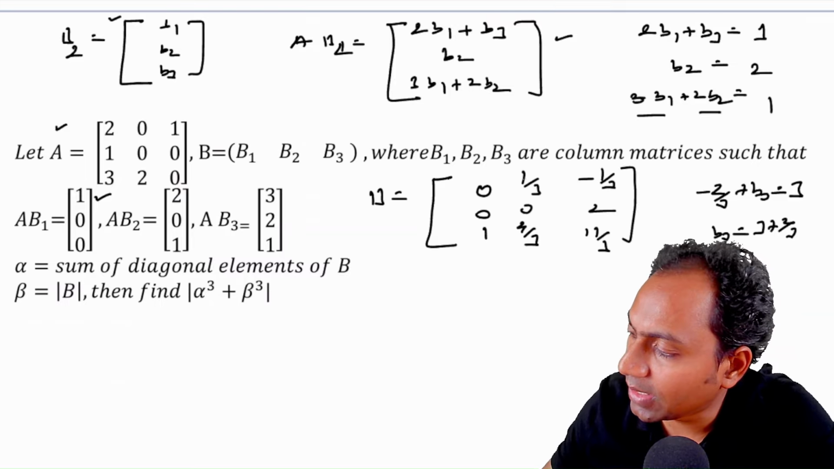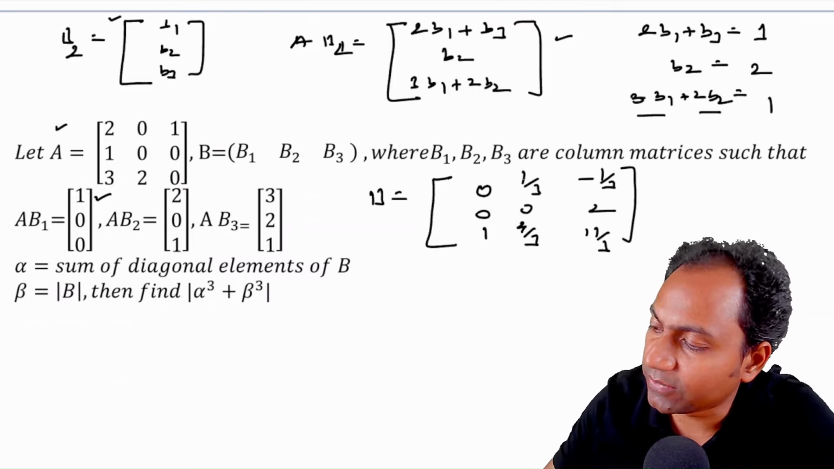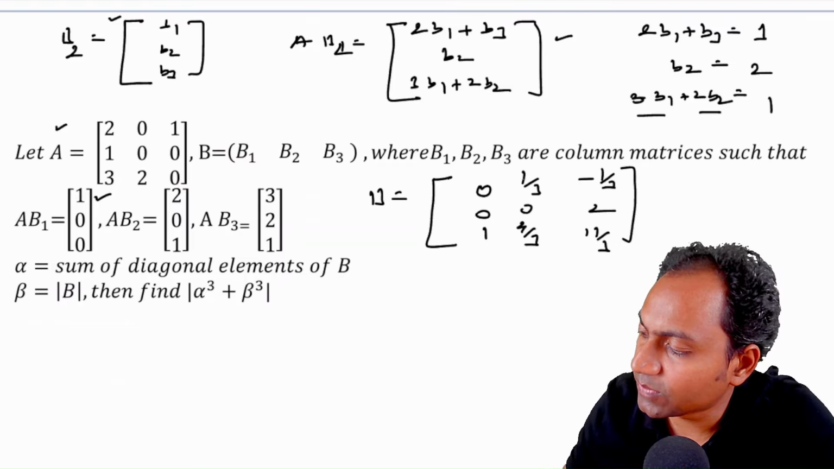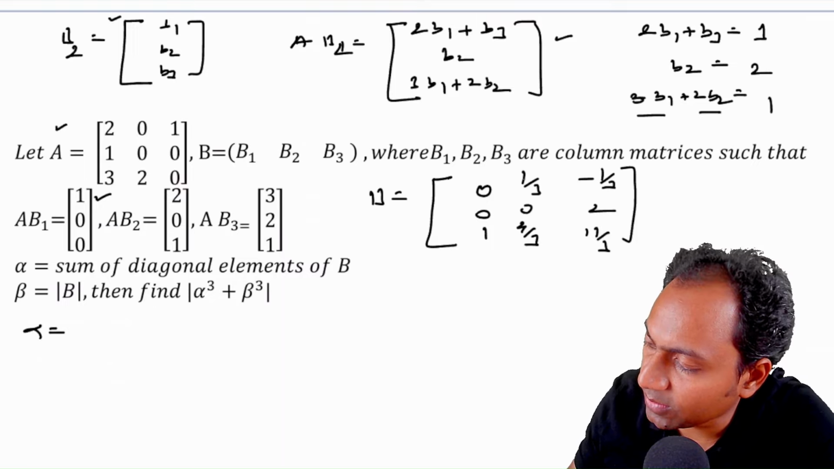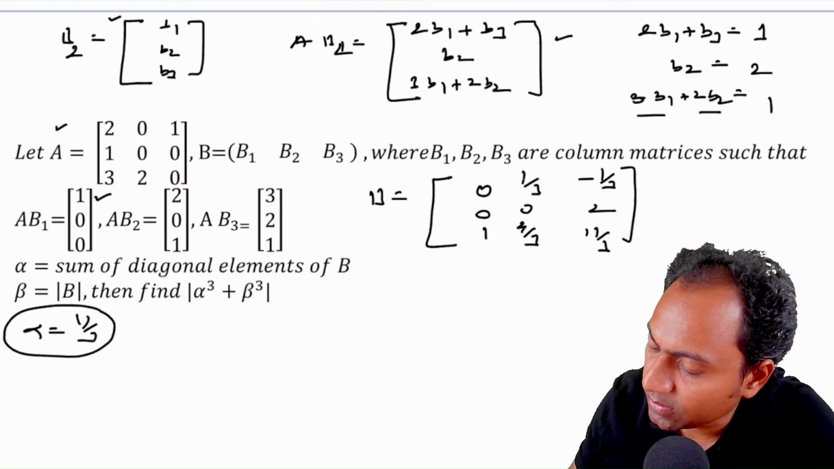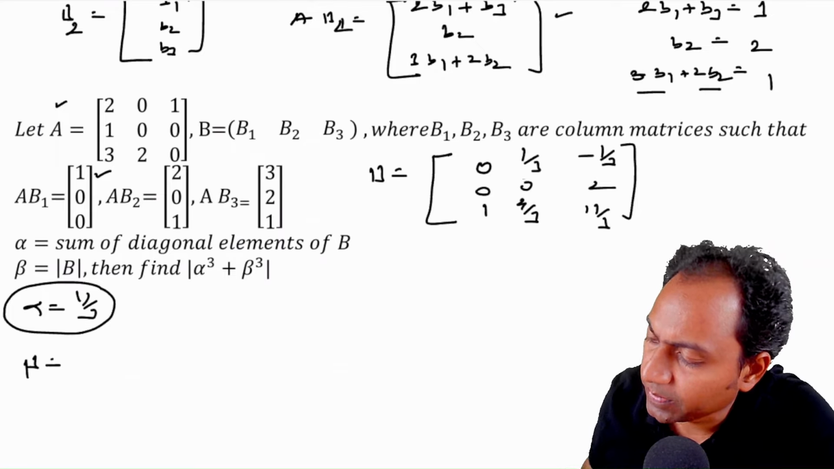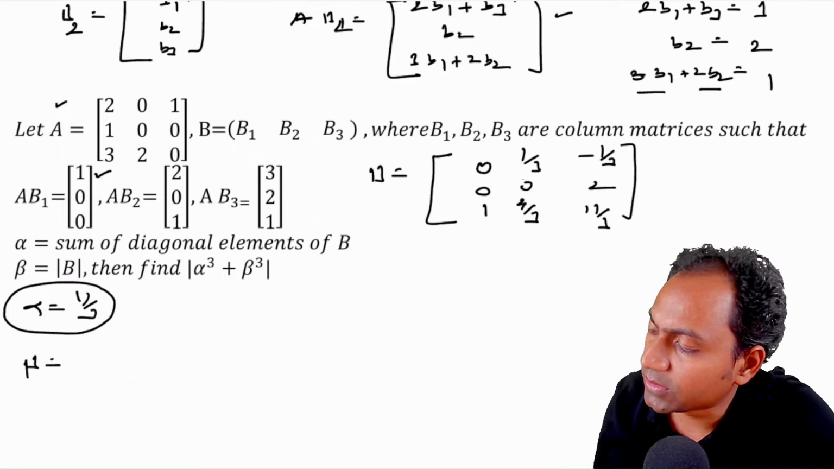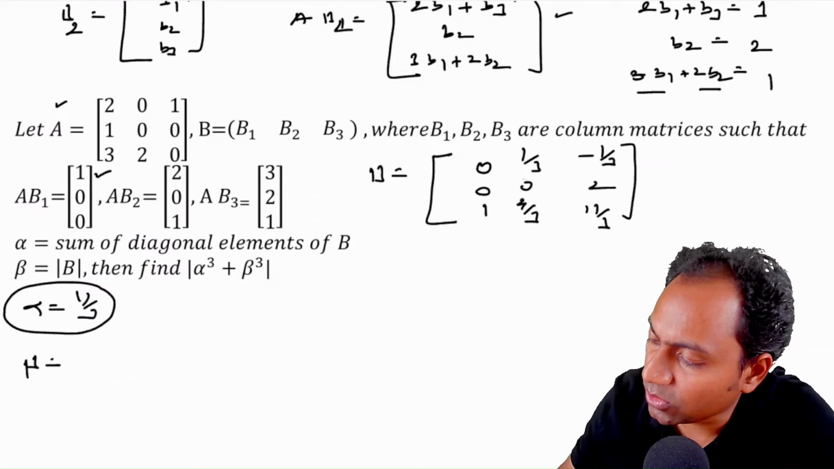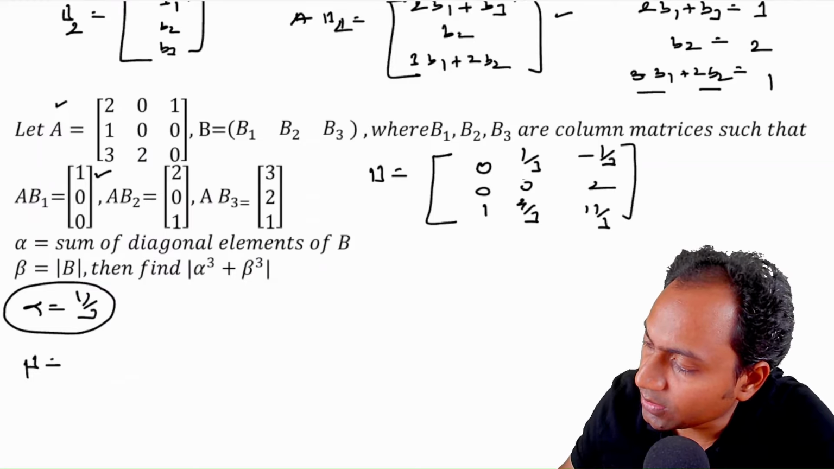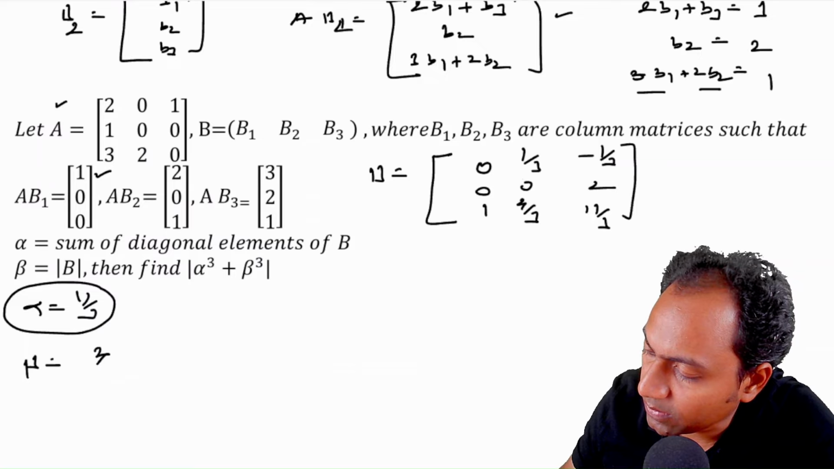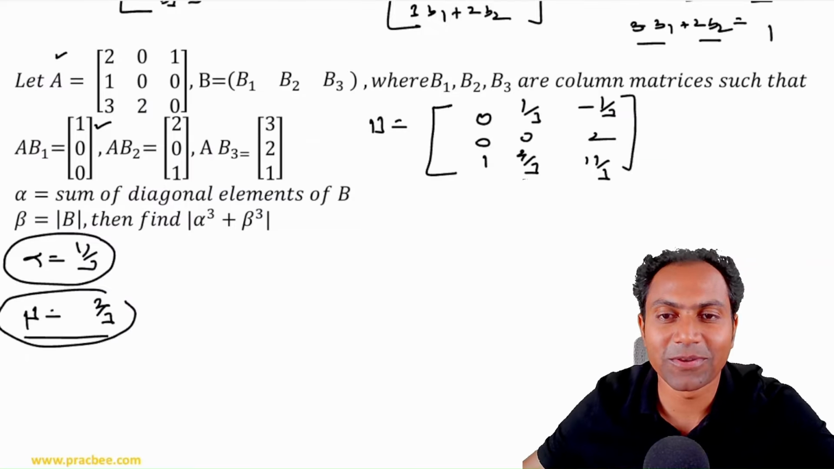So we have ultimately got the matrix that we are seeking, that is B. So the first part is, if we add the diagonal elements, you can see that the alpha is coming out to be nothing but 11 by 3. Similarly, we can find the value of beta. That is nothing but the determinant of this. If I open it along the first column, it will come out to be nothing but 2 by 3. So from here, I can get the value of alpha plus beta.